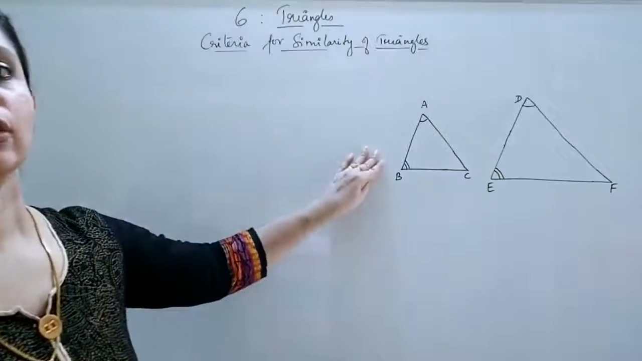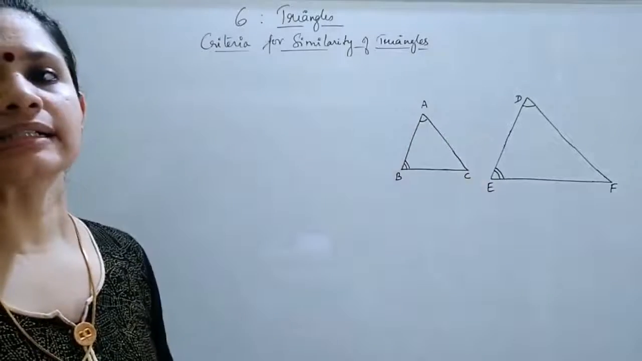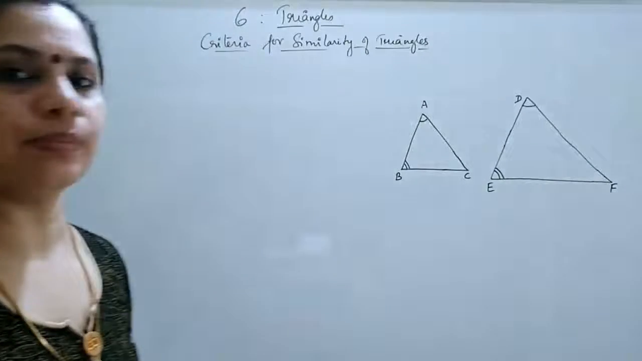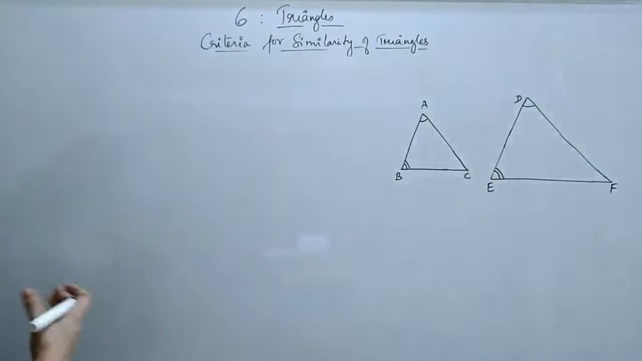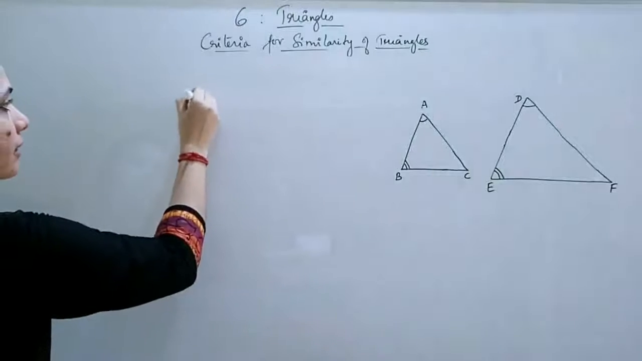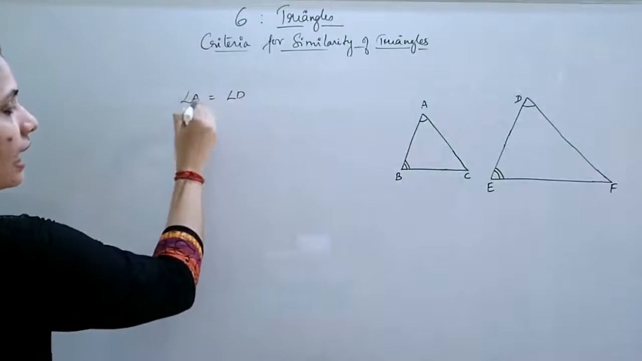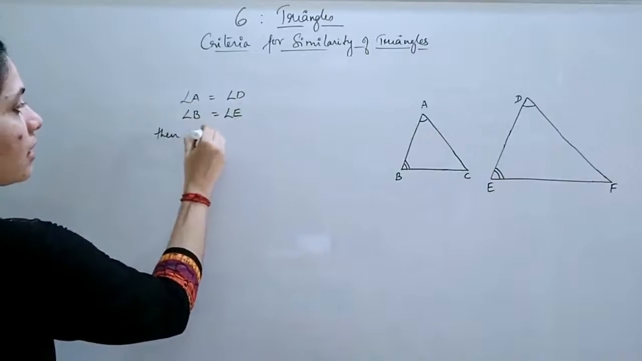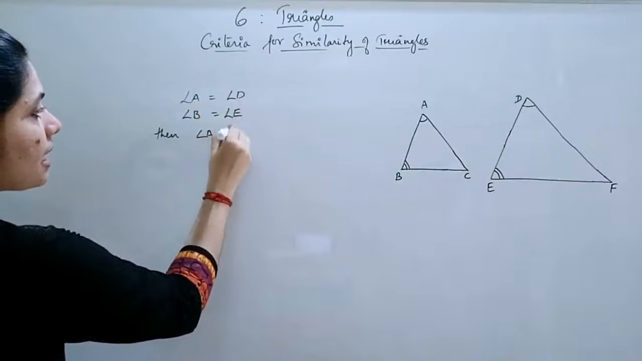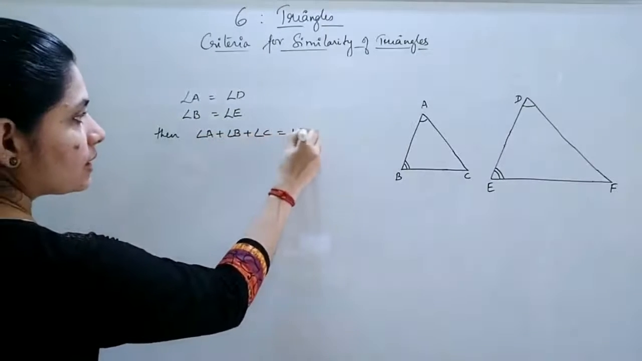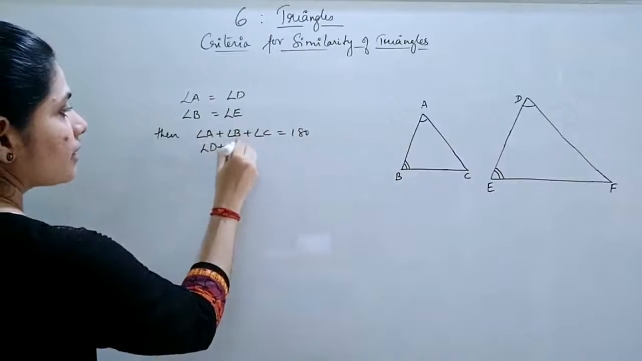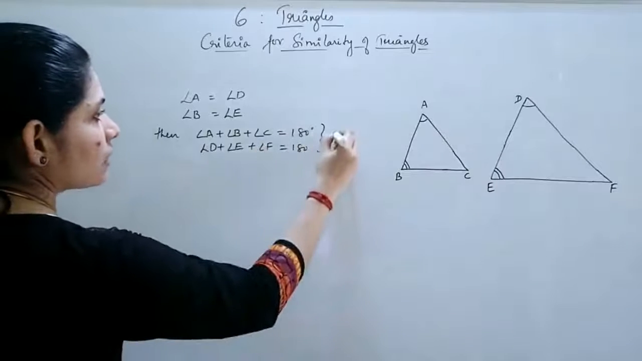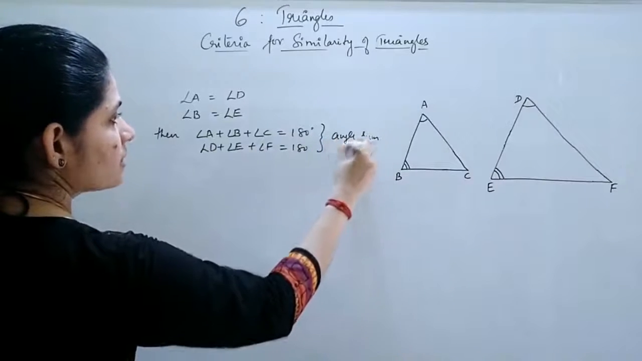Now if you have for the two triangles, two corresponding angles are equal, then it automatically follows that the third corresponding angles will be equal. Why? Because of your angle sum property. If you have angle A is equal to angle D and angle B is equal to angle E, then you will have angle A plus angle B plus angle C as 180, and angle D plus angle E plus angle F is equal to 180 by your angle sum property, right?